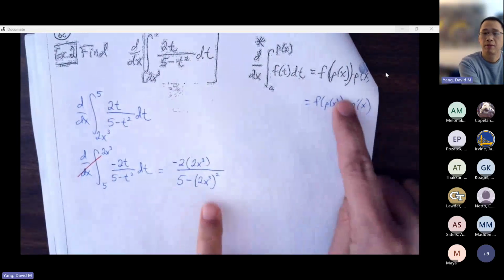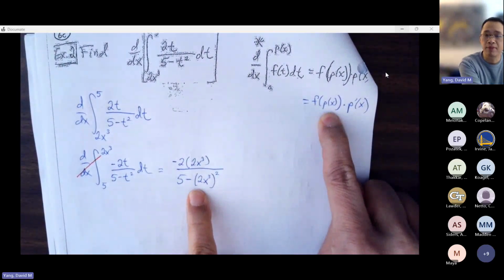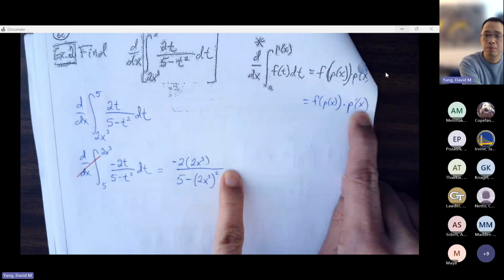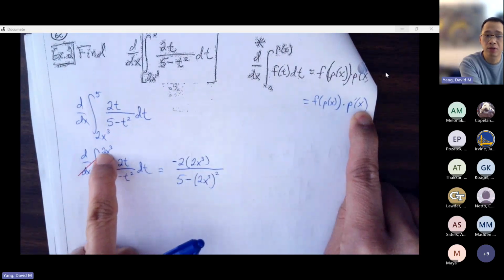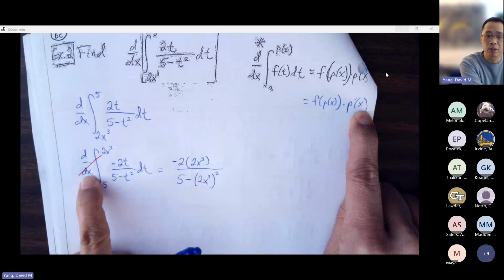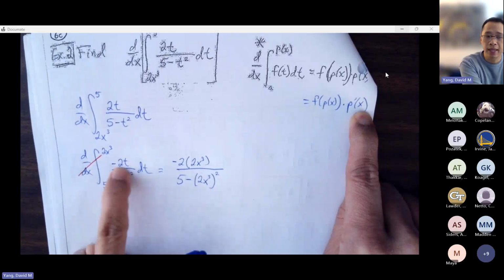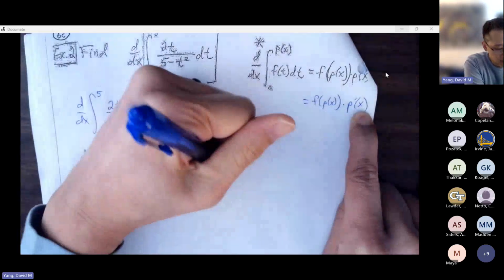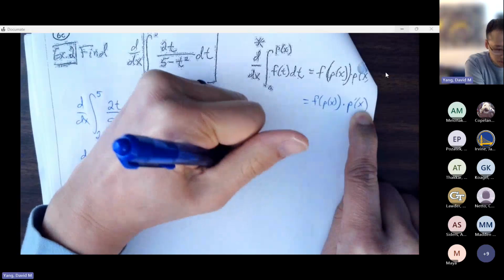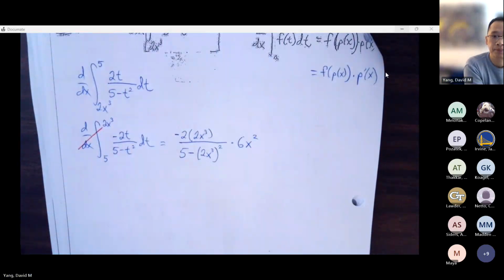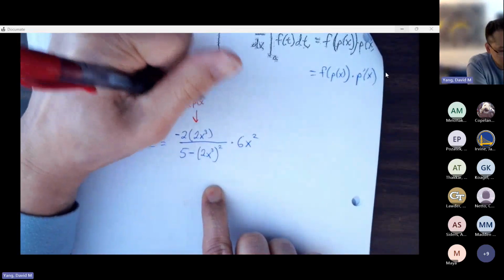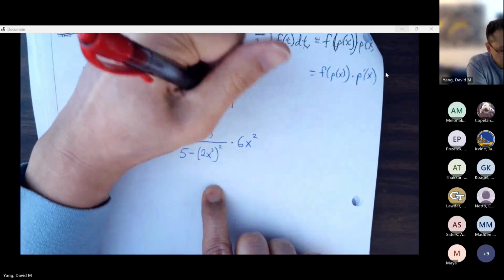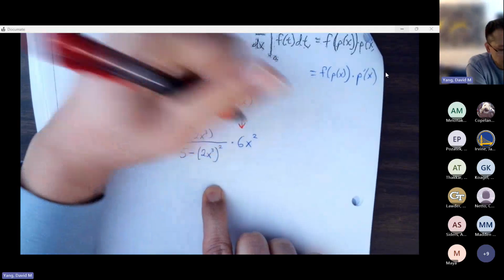I'll clean this up later, but this is basically representing my f of p of x times p prime. So I still need to include the derivative of that 2x cubed. It is getting impacted by the derivative, even though it is canceling each other out. So times 6x squared. So again, this is my f of p of x. And then this is my p prime.